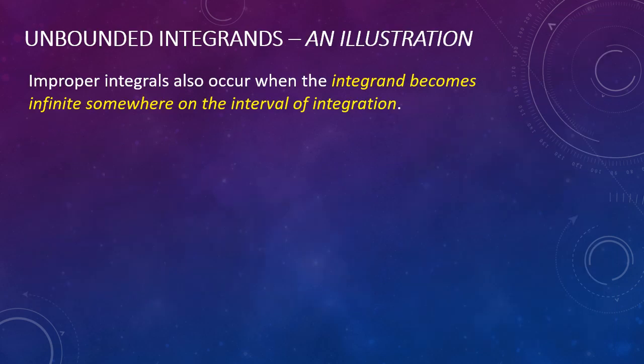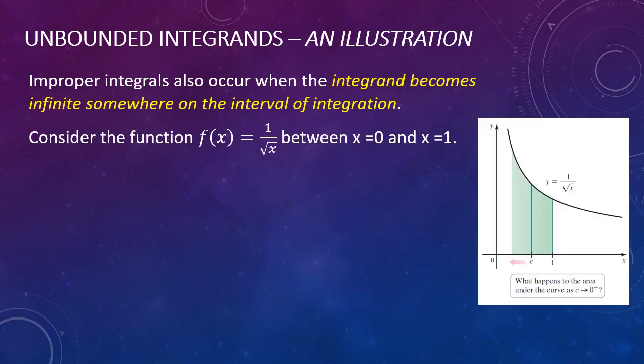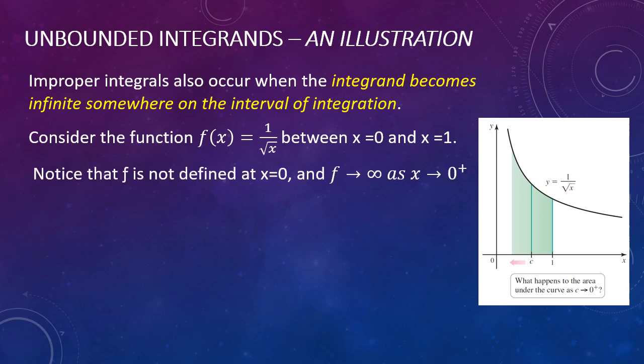So now let's look at the other case of improper integrals, specifically when the integrands are unbounded. Improper integrals also occur when the integrand becomes infinite somewhere on the interval of integration. So let's look at a function, f of x equals 1 over the square root of x, specifically between x equals 0 and x equals 1. If we wanted to figure out that area, notice that f is not defined at 0 because we'd have 1 over the square root of 0, or 1 over 0, which is undefined. And also notice that f goes to infinity as x approaches 0 from the positive direction.